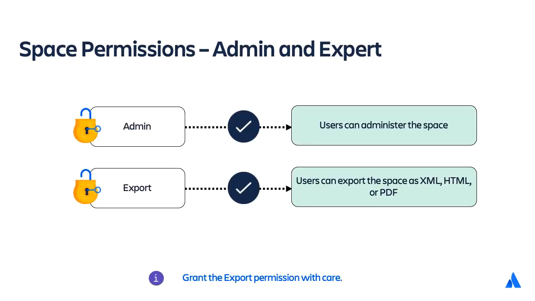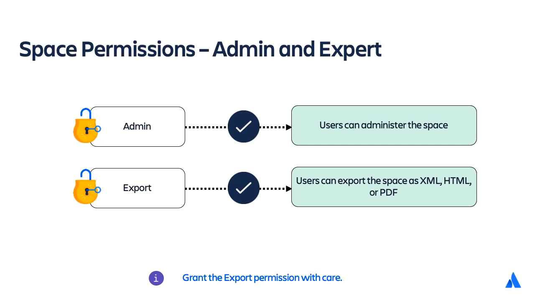The next set of space permissions relates to administering and exporting spaces. The space admin permission grants users permission to administer all aspects of the space. If you create a space, you'll automatically be an administrator for that space. As a space administrator, you can grant users, groups, and anonymous users permissions in a space, and you can configure many other administration settings. Users with the export permission for a space have the ability to export space content as XML and HTML.